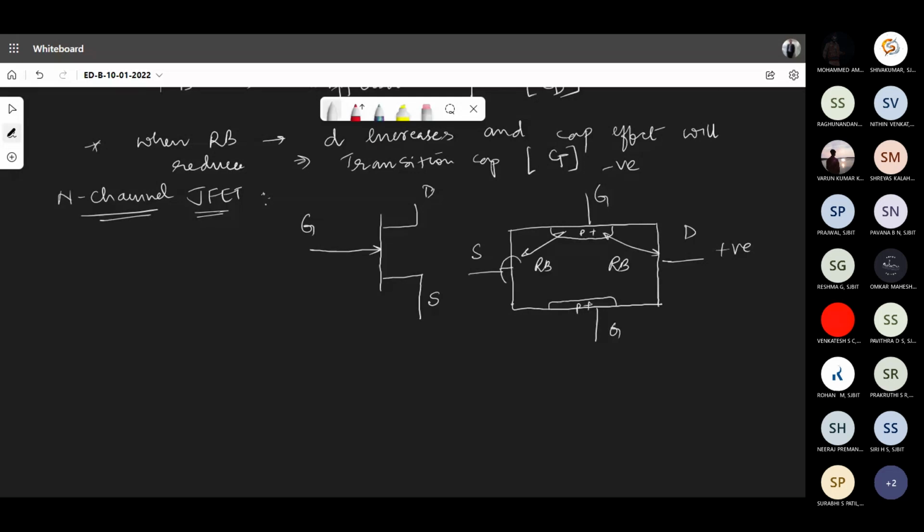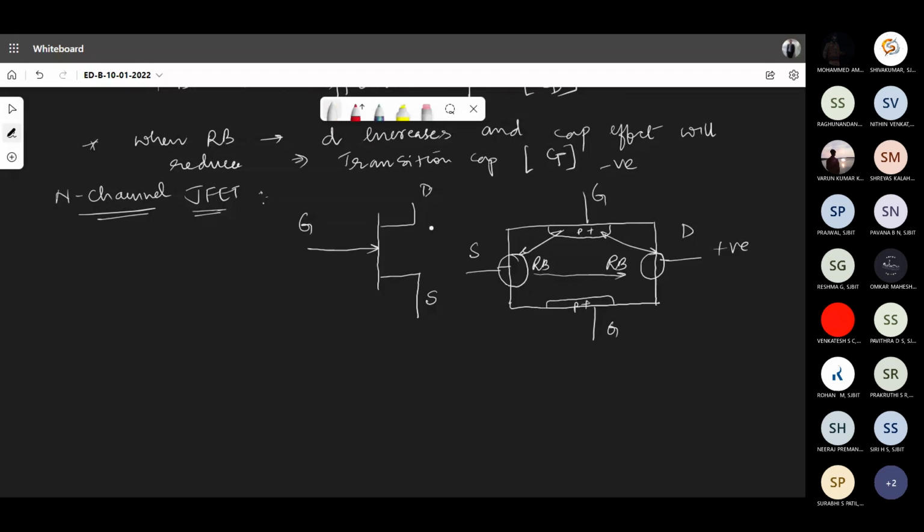If you try to observe the number of carriers placed here compared to that of the drain, there is a concentration gradient because all the electrons will be moving in this direction. So there is a larger concentration available at the drain terminal than the source terminal. So there exists even a capacitance effect between the source as well as the drain. So capacitance effect comes into picture in three different positions. One is between the drain as well as gate, other one is between the source as well as gate, and third one between the drain as well as the source.